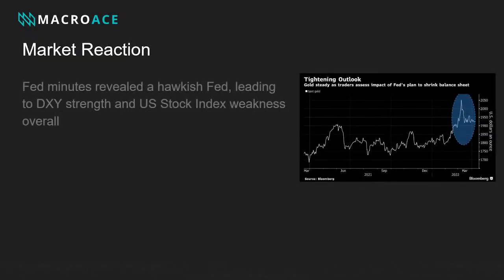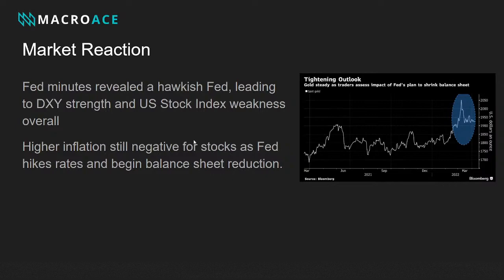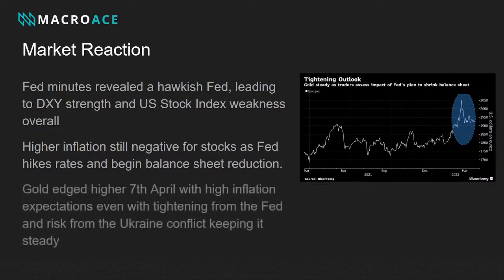Okay, so again, the market reaction, we'd seen the Fed minutes revealed a hawkish Fed, leading to Dixie strength. US stock indexes weakness overall. Again, bearing in mind with gold, gold has been quite steady in this tightening cycle, and a lot of the main reason would be that inflation being quite high and the Fed trying to rein it in is playing into the factor of gold. Not only is gold seeing that more of a steady reaction overall from high inflation, but you also have the Ukraine war conflict keeping it as a safe haven asset to kind of be included in that risk off environment if the world economy faces any more headwinds from the Ukraine-Russia conflict. So again, gold edged high on 7th of April with high inflation expectations, even with tightening from the Fed and risks from the Ukraine conflict keeping it steady.